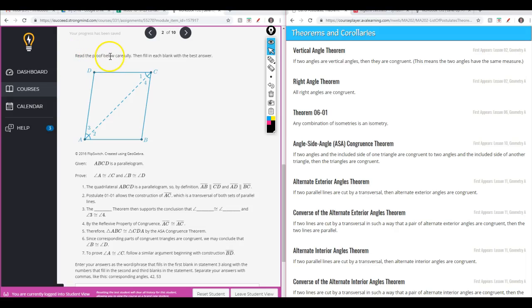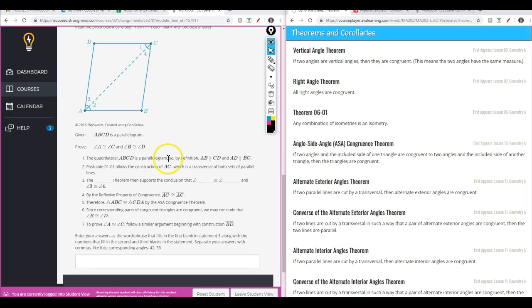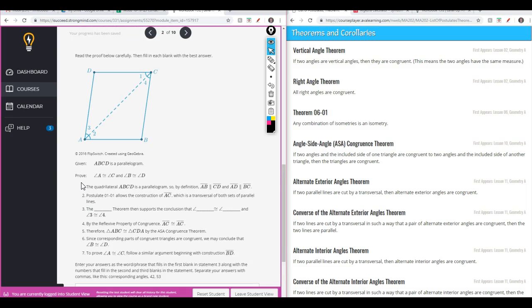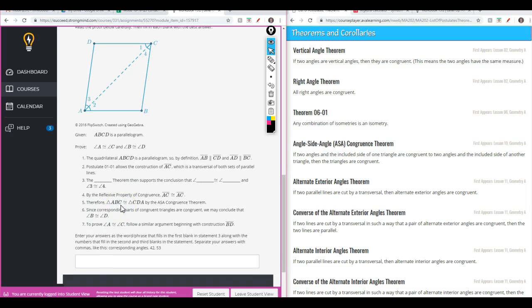Alright, question 2. Read the proof below carefully, then fill in each blank with the best answer. Given that ABCD is a parallelogram, prove that angle A is congruent to angle C and angle B is congruent to angle D. Normally I would pull up a duplicate tab of this. I'm noticing though that there's 1, 2, 3 blanks and they're all in the same statement. So I first want to just read through and see if we can decipher this just using the context clues.